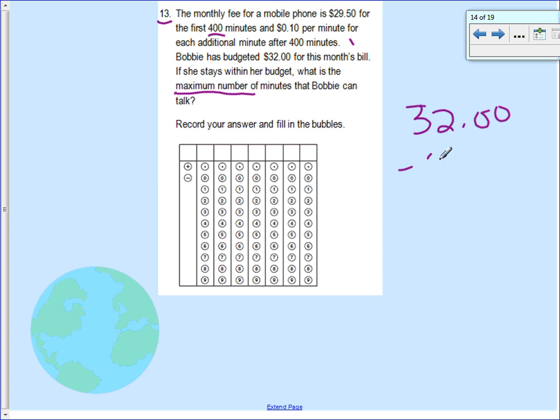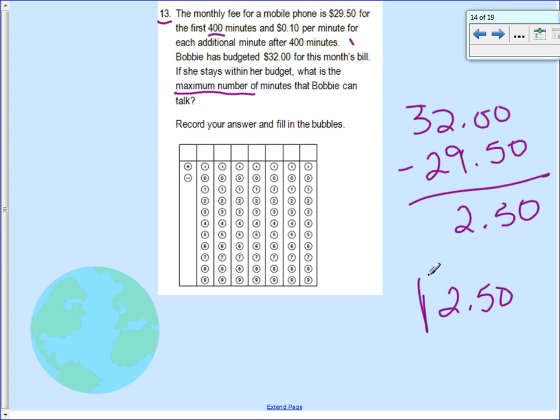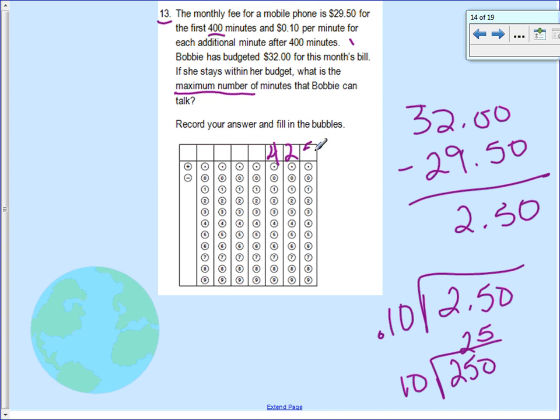Okay, so 32 minus $29.50 gives you how much left over? $2.50. Then what? You divide that by 0.10, because you have to divide by that additional 10 cents. That means essentially I have 250 divided by 10, so I have to move that decimal out of the way. How many times does 10 go into 250? 25 times. So then you add 25 plus 400, because that's the additional minutes, and that's 425. There you go. Yep, that's what I did, you guys.